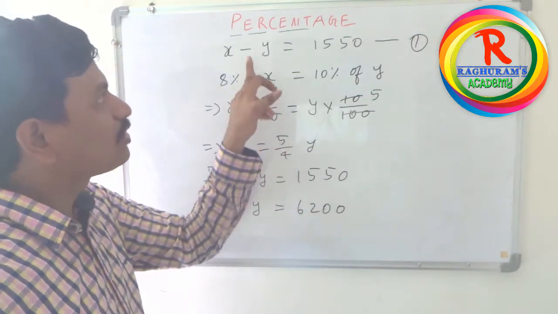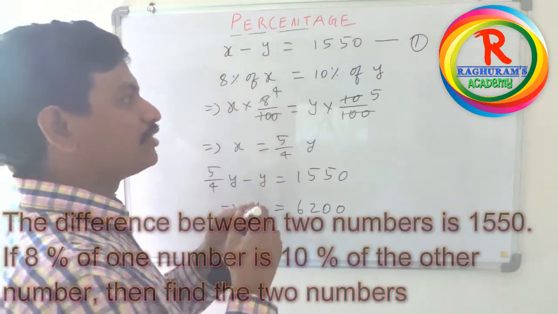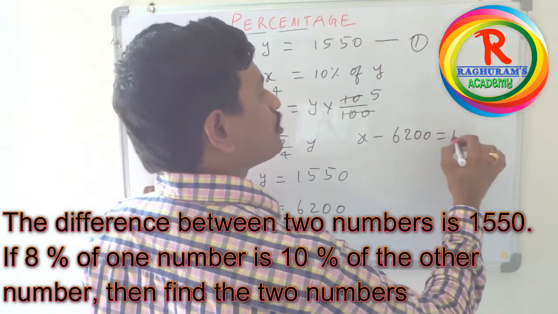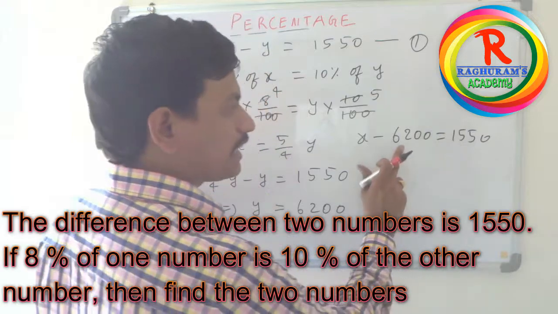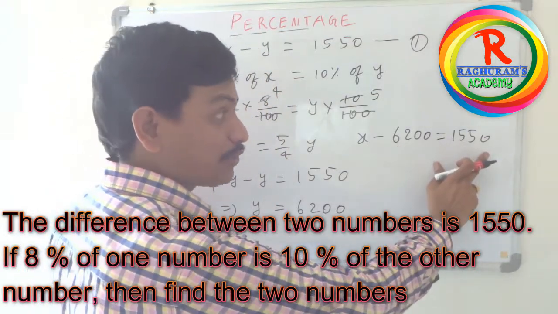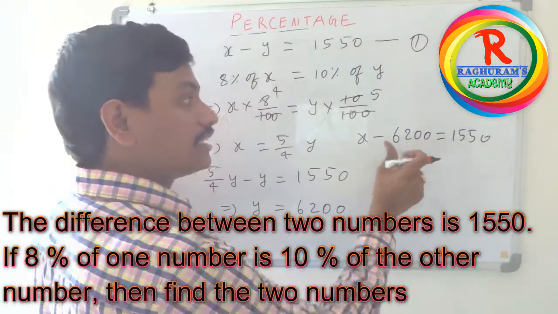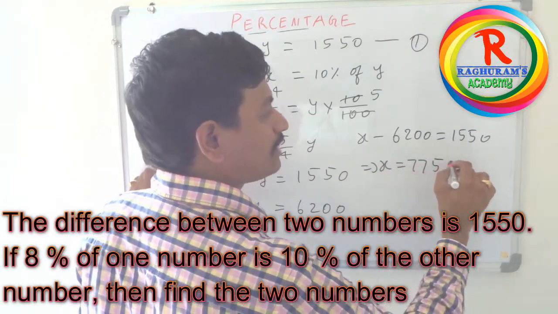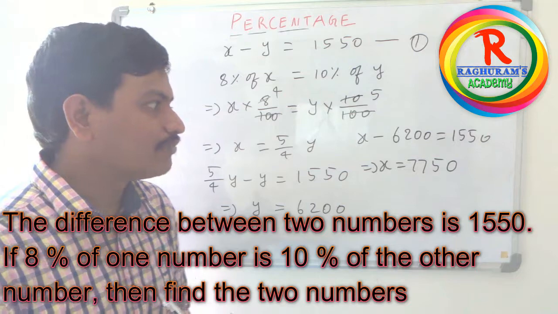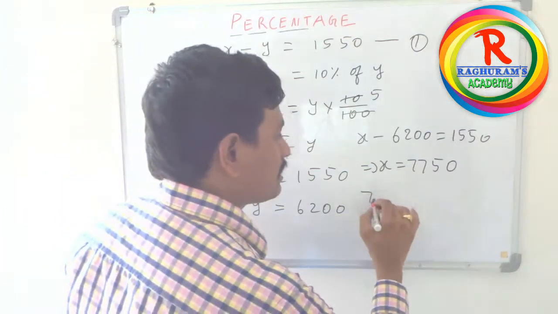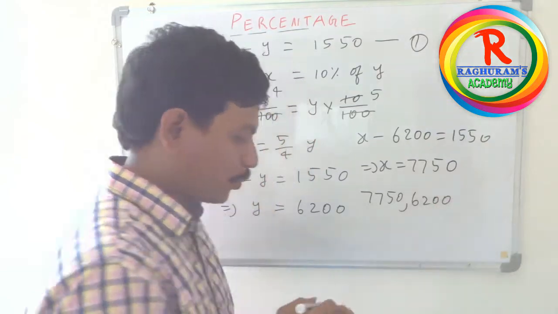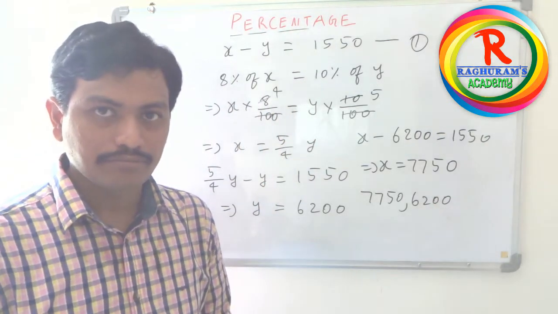Substituting y is equal to 6200 here, we can find the x value. That is x minus 6200 is equal to 1550. So taking minus 6200 to the right hand side, 1550 plus 6200. So x is equal to 7750. So the numbers are 7750 and 6200. These are the two numbers.